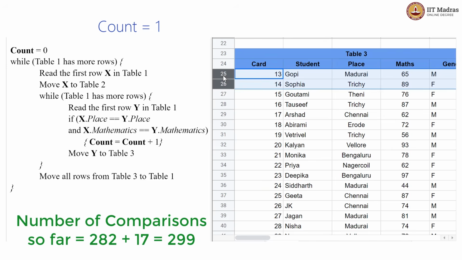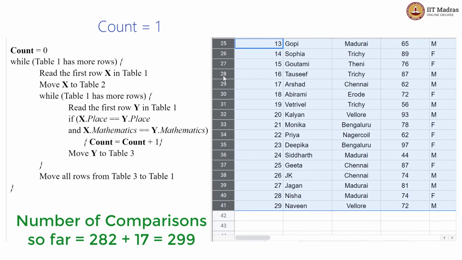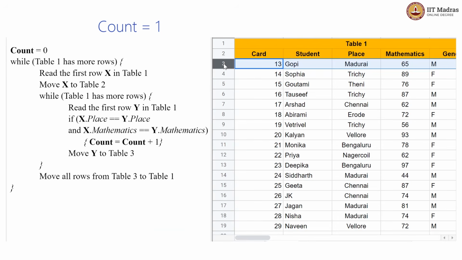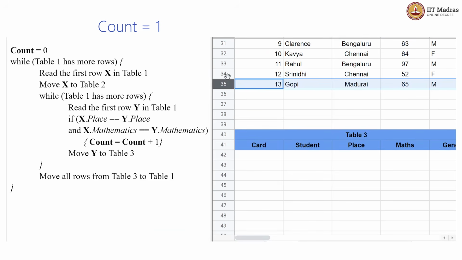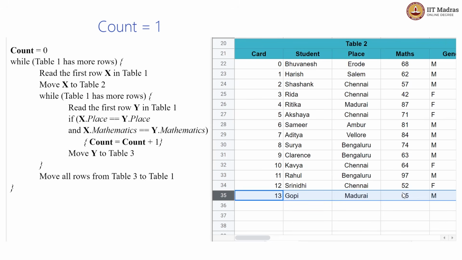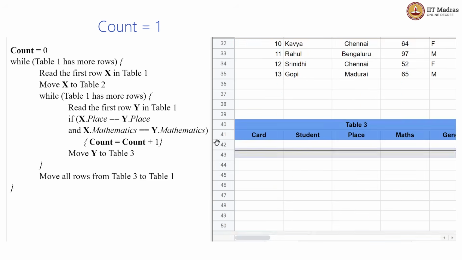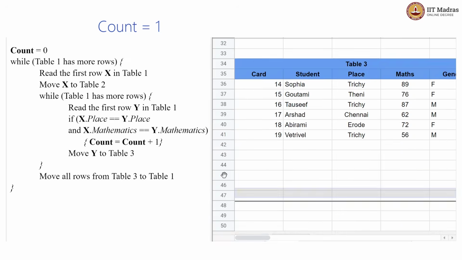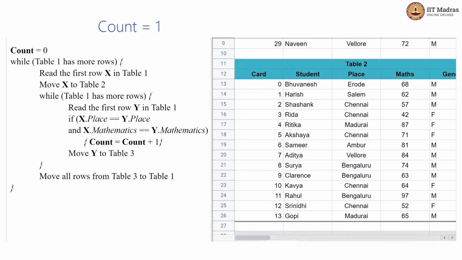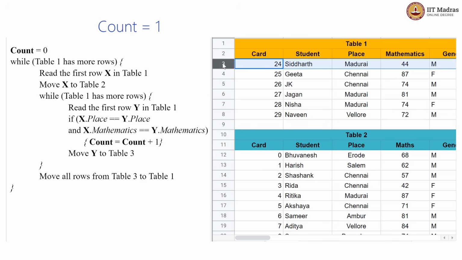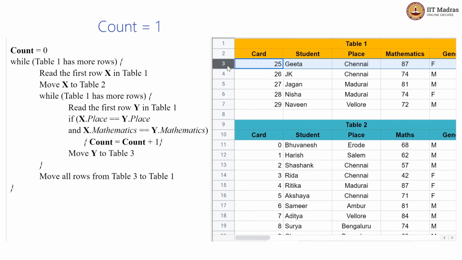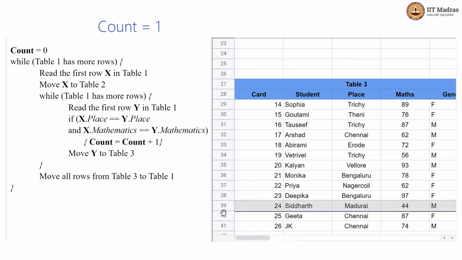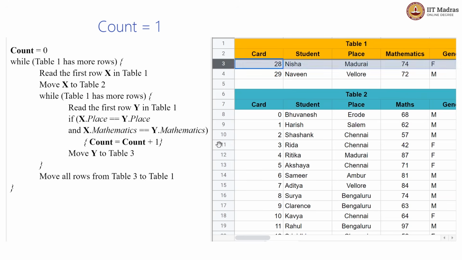So we go to table 3, pick up all these rows and again take them to table 1. This is our row X now. We carry it to table 2. We drop it here. In table 2, it's Madurai 65. Another Madurai but not 65. Madurai but not 65.